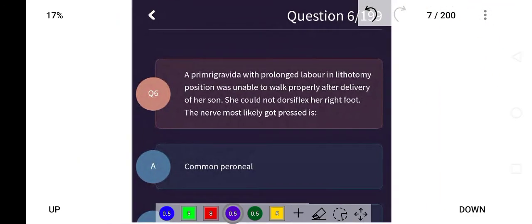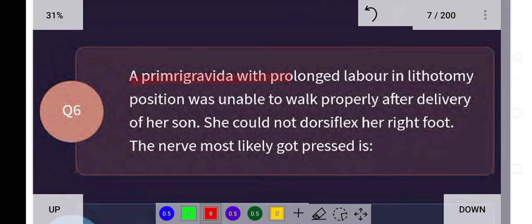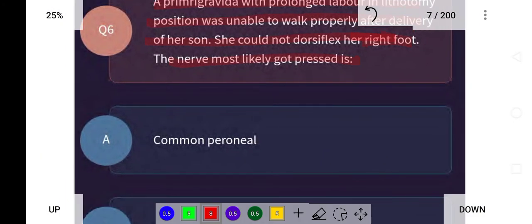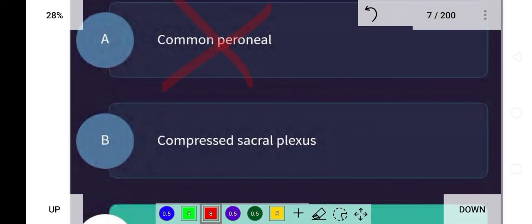Now the another question is, a primigravida with prolonged labor, lithotomy position, is unable to walk after delivery. On examination, she could not dorsiflex her right foot. Nerve mostly involved? Now peroneal nerve supplies the foot. What nerve is damaged? Dorsiflexion of right foot. That will be common peroneal nerve.